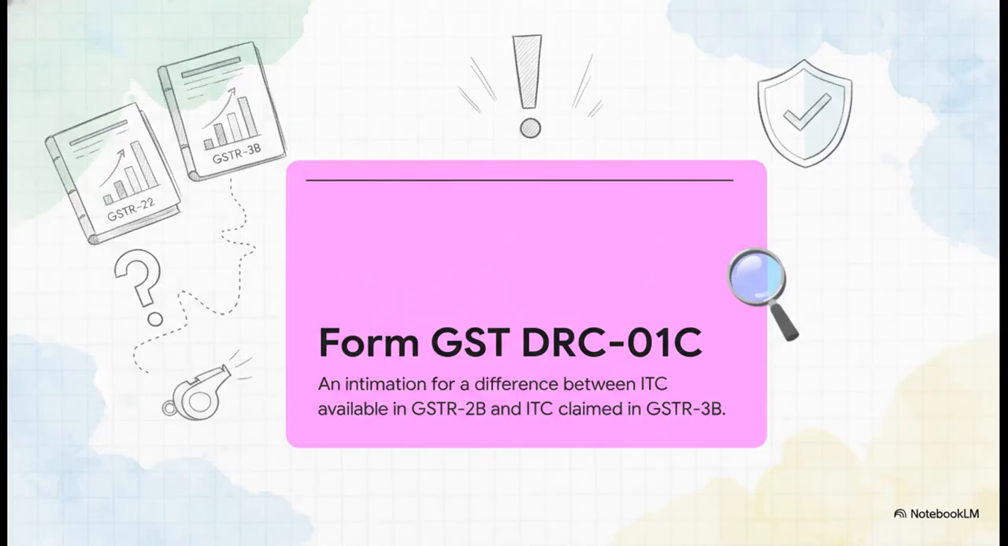In the simplest terms, Form DRC-01C is just an alert. It's the GST system acting like an automated referee. It's constantly comparing the input tax credit it thinks you should have against the amount you actually claimed. And when that difference gets too big, bam, you get this notice.